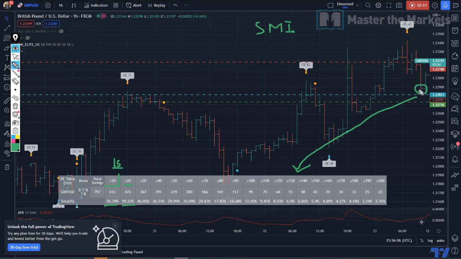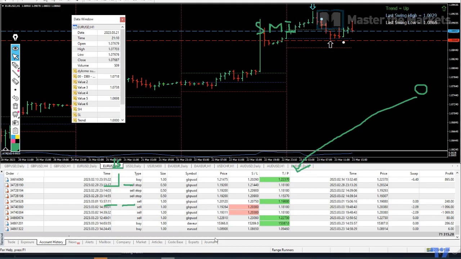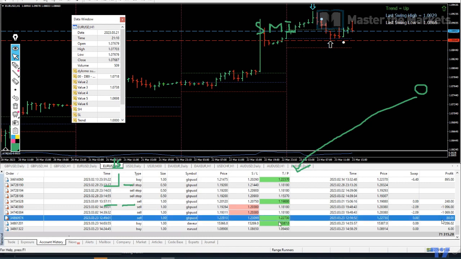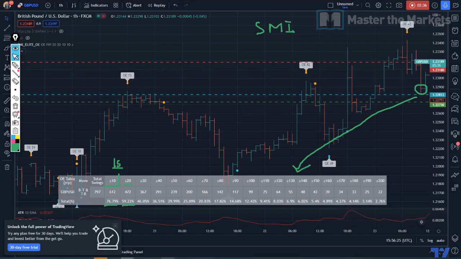So on the close of the bar, which is over here on this bar, that was 12288. So we did 15 pips from there, 12273, to take our target, which is what you can see over here. That one here, 12273, is what we did. And in terms of the stop loss, we put it at the high of the green bar.